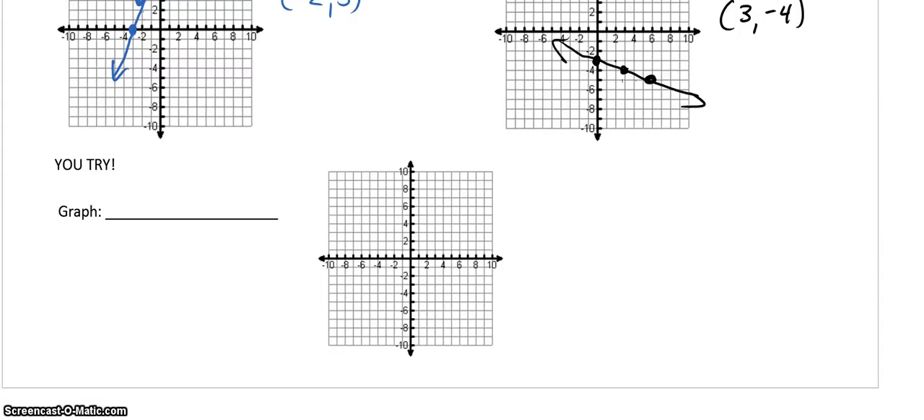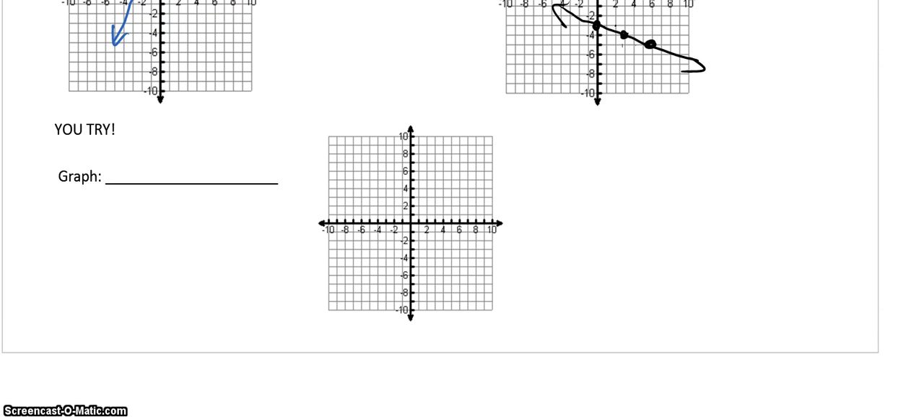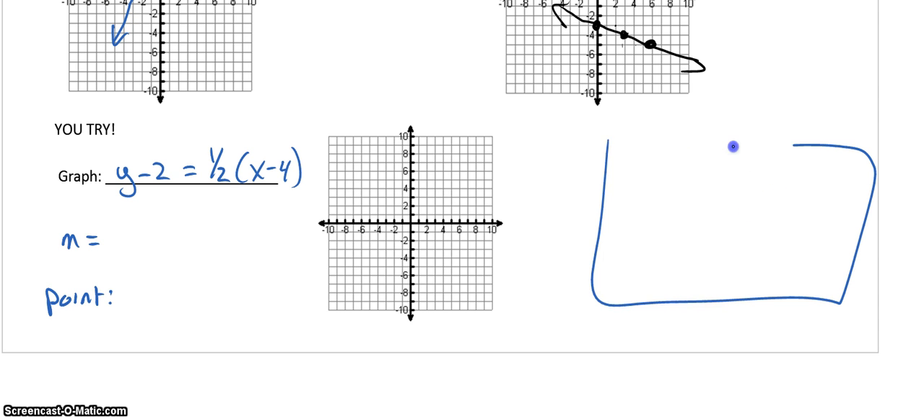To finish your homework, you're going to try this last one at home. y minus 2 equals 1/2 times x minus 4. We will check it in class tomorrow, so do your best to graph it. Get your slope, get a point, and then use that information to graph. The one last thing I'd like you to do is over in this space right here, draw a little picture that represents how you're feeling today as a little check for the homework tomorrow.